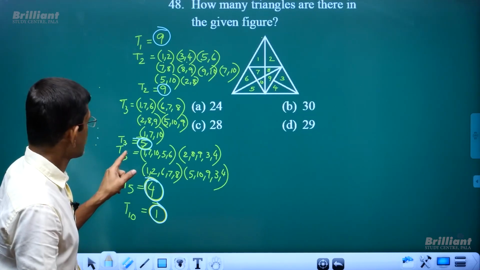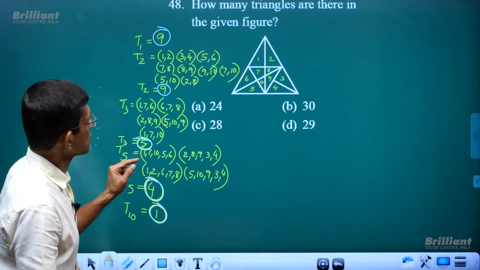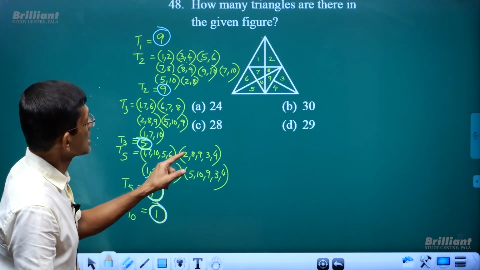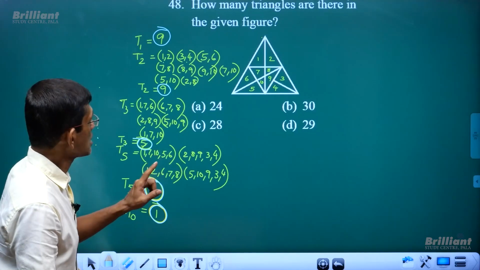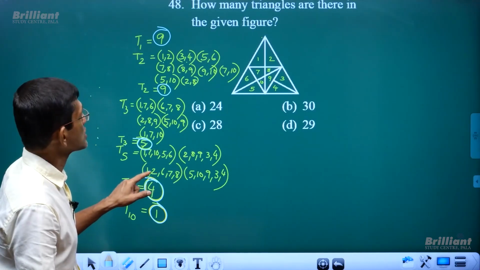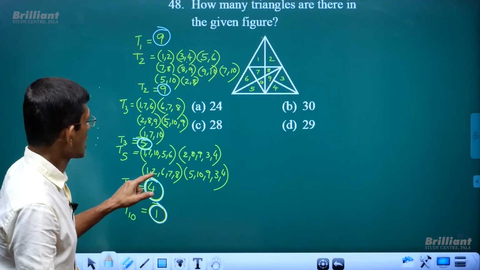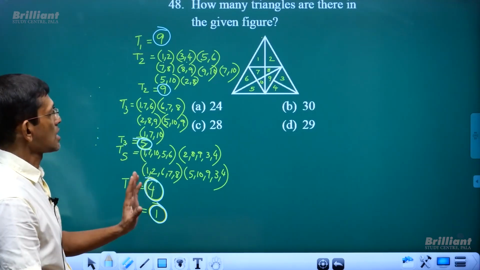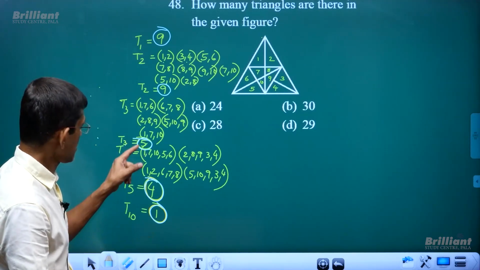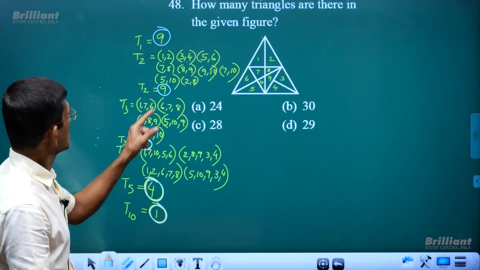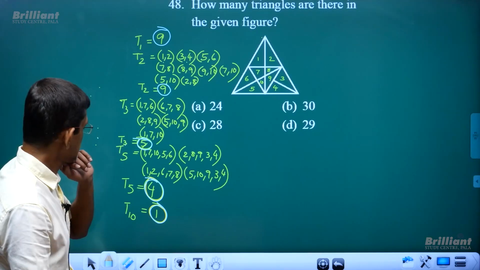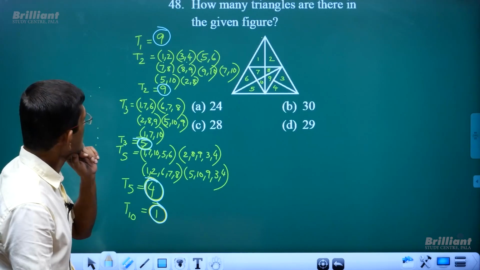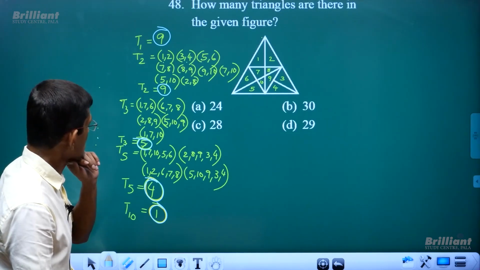So that's 5. Then T5: 1, 7, 10, 5, 6, that's a triangle. Then 2, 8, 9, 3, 4, that's a triangle. Then 1, 2, 6, 7, 8, yes, that's a triangle. And 5, 10, 9, 3, 4, that's a triangle as well. So ultimately we have 5 plus 4, 9 plus 1, 10, this is 18. 18 plus 10 is 28.